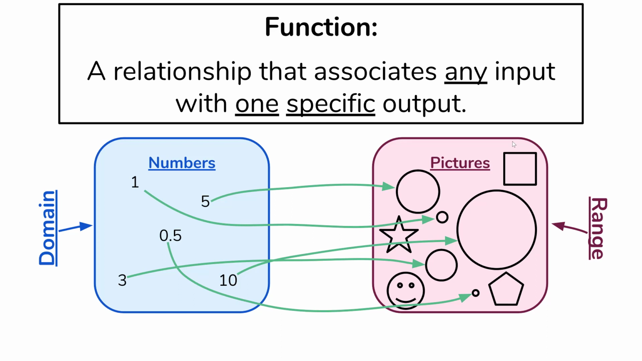Remember that the function itself is not a number and it's not a picture. It's a relationship between the two, a rule or a pattern for how to associate any possible number with one specific picture that it points to. Take a second to look at this particular function and see if you can describe that pattern or rule.